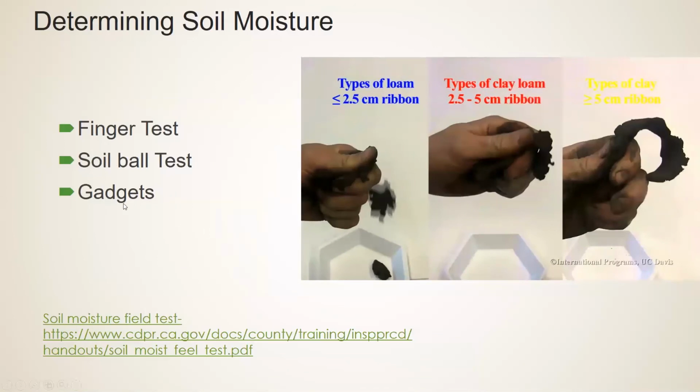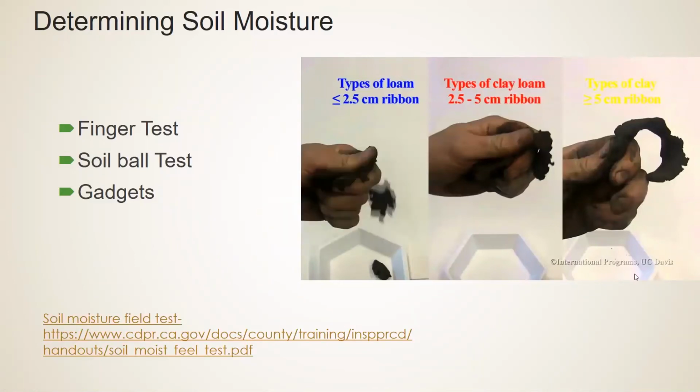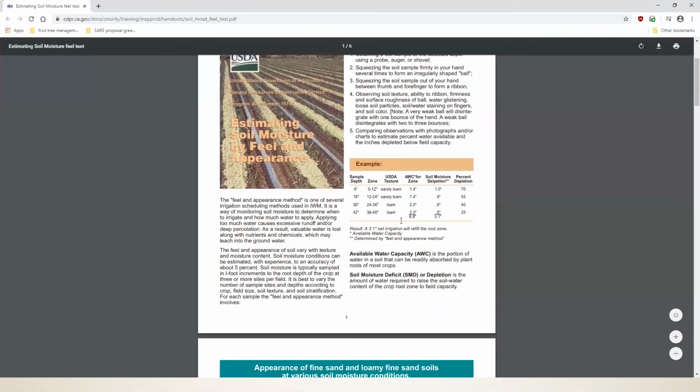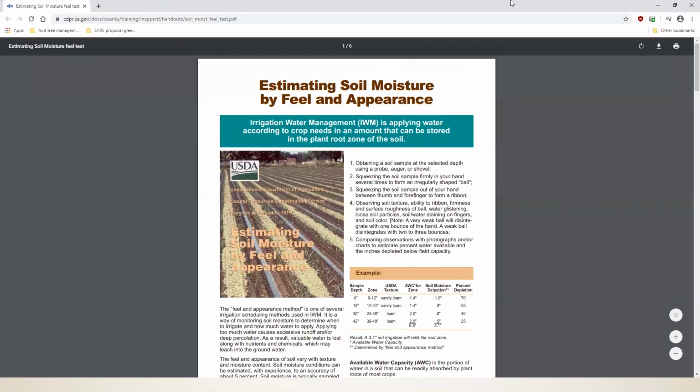And there are also soil moisture meters that we can use as well. But this method is pretty easy to learn. And this is a link to a more in-depth explanation of this practice. Technical difficulty there, but here we go. This is where that link will take you, to the USDA approved instructions. So I would encourage you to take a look at that.